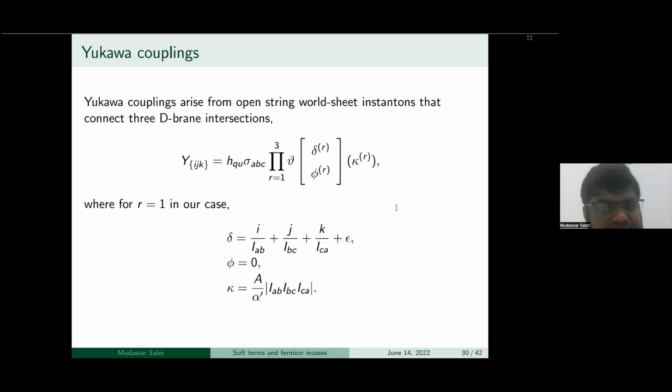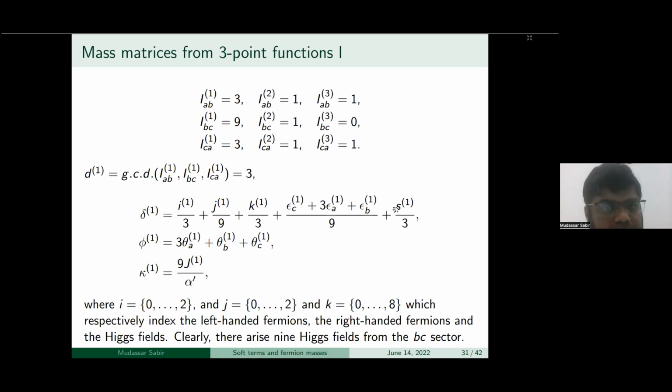Yukawa couplings arise from open string worldsheet instantons that connect three D-plane intersections. This is the general formula, and for our case, for the first torus, we can take phi to be 0, and kappa we will take to be real, and it will just be some number. And the mass matrices from the 3-point functions, here we compute the intersection numbers. In the original table, we have given the total intersection number, but here we need to compute the intersection numbers for the individual two tori.